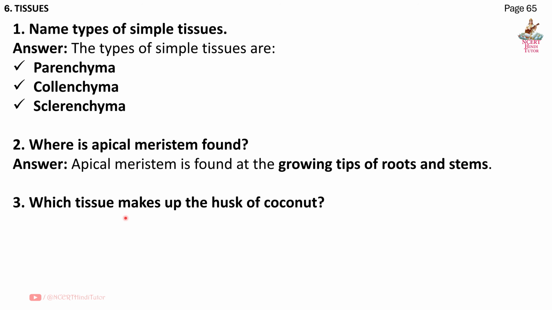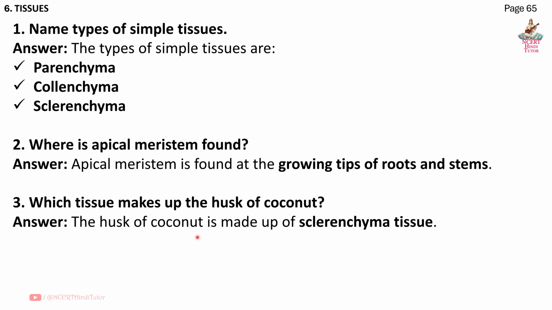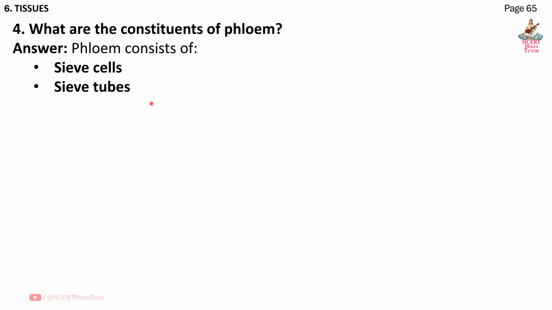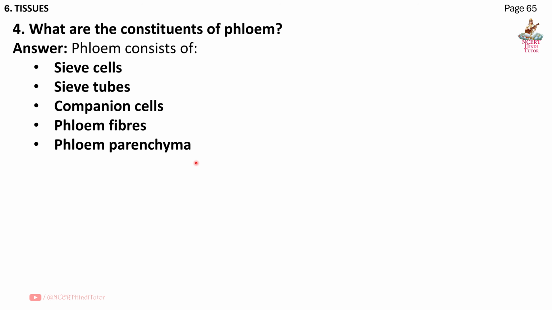Question 3. Which tissue makes up the husk of coconut? Answer: The husk of coconut is made up of sclerenchyma tissue. Question 4. What are the constituents of phloem? Answer: Phloem consists of sieve cells, sieve tubes, companion cells, phloem fibers, phloem parenchyma.